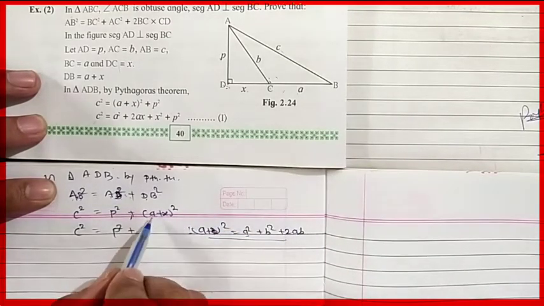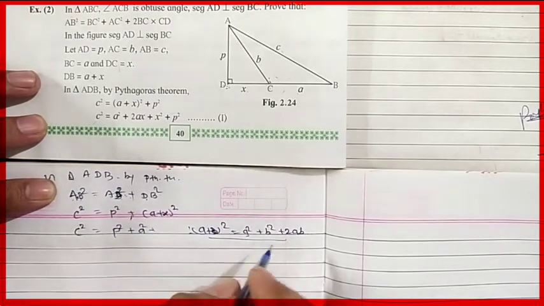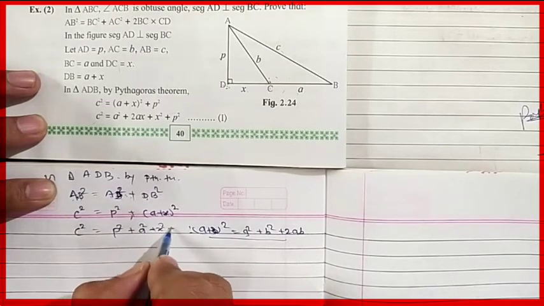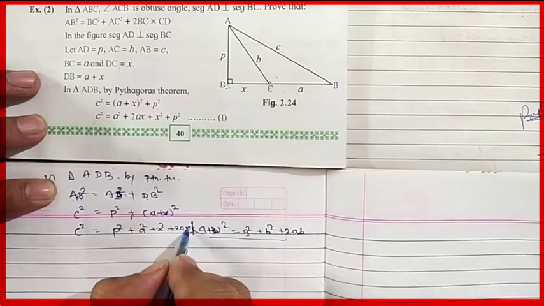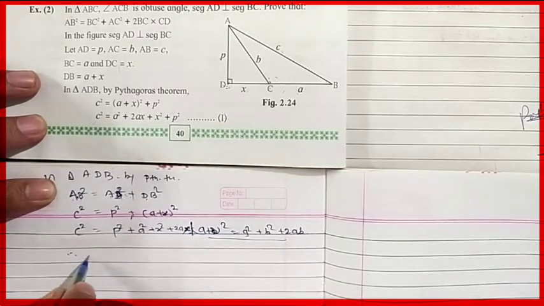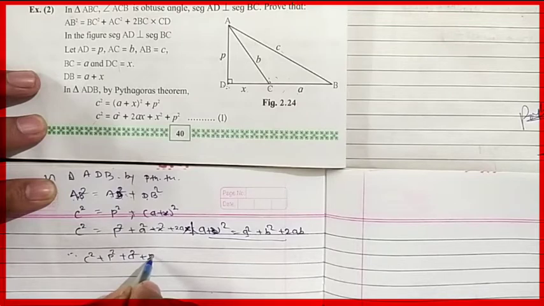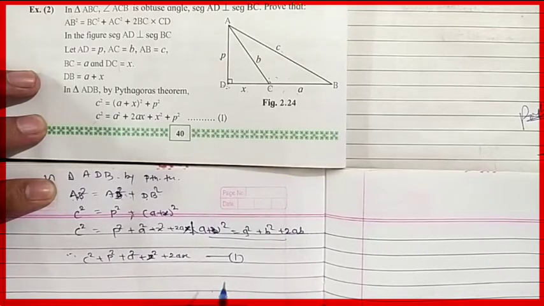Okay, so what is A? Instead of A we have A, so it will become A square plus, instead of B here we have X, so we have to write X square plus 2AX. Okay, therefore C square equals P square plus A square plus X square plus 2AX. Okay, so this is our first equation.